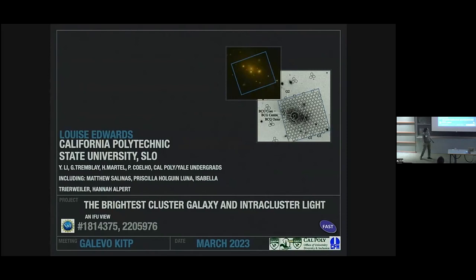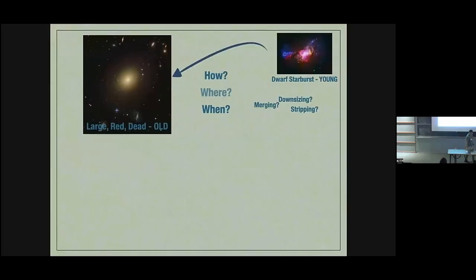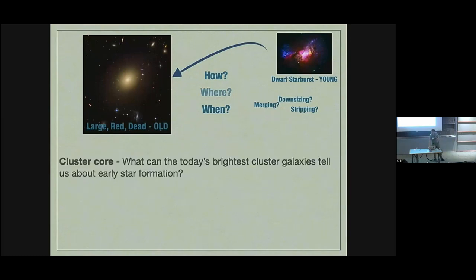So: brightest cluster galaxies and the intracluster light, an IFU view. Our question is how we go from large, red and dead, old systems that we see so commonly in the high-density cluster universe of today, from presumably dusty, young star-forming galaxies at some point earlier on. So what can today's brightest cluster galaxies tell us about early star formation?